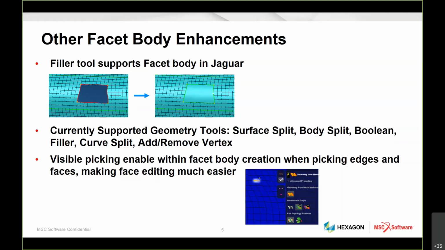Another thing we added was visual picking. When I was modifying the features or tweaking the topology in the process of creating a facet body, it was picking the edges behind, the faces behind it, which is very, very annoying to do. That's gone now. Visual picking is enabled. In fact, it's enabled when you go into the tool initially. It doesn't make sense to have it off. So three main enhancements to facet bodies.